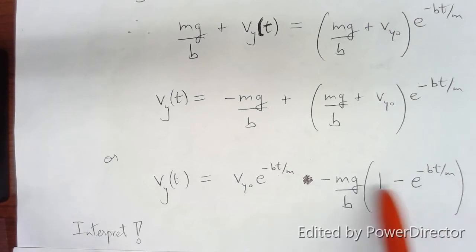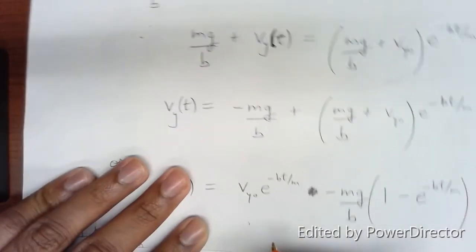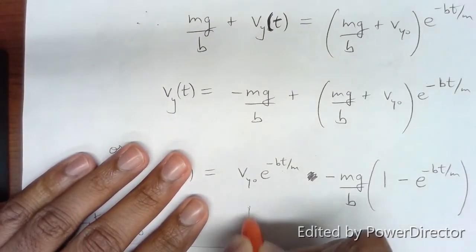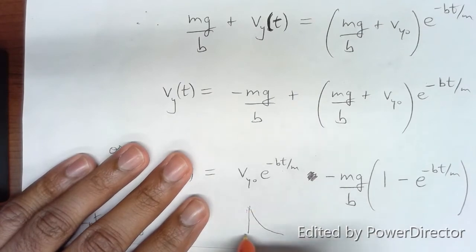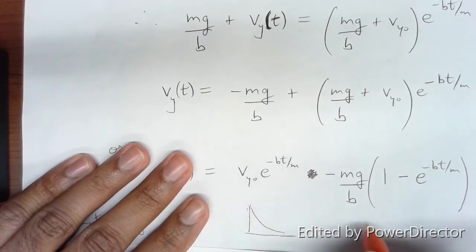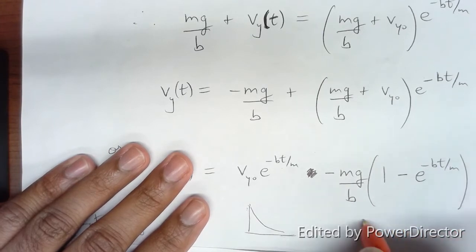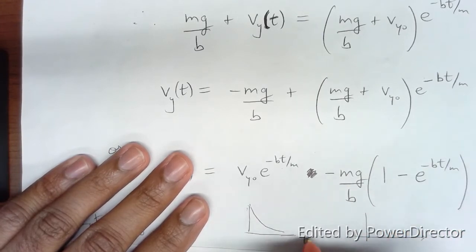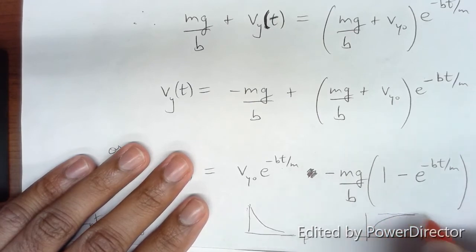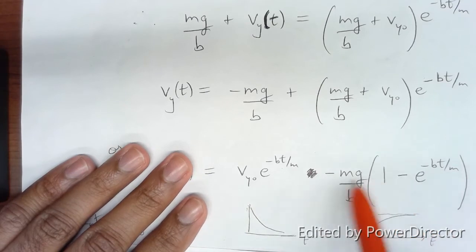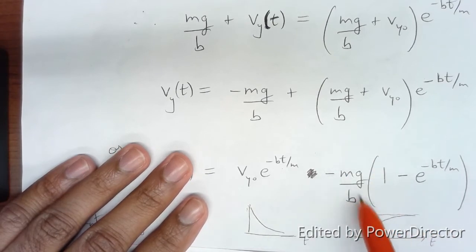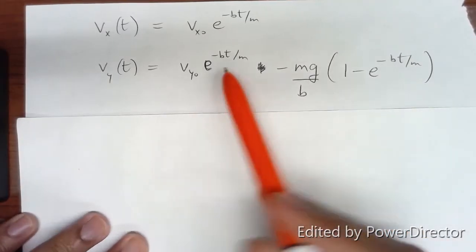You might remember a similar type of function, for example, in the charging of a capacitor. And we know that that function, well, just like the exponential decay, looks something like this, decaying off to 0. 1 minus this exponential decay represents a function like this, which asymptotically approaches some value, which in this case it would asymptotically approach minus mg over b. So let's look at our solution.